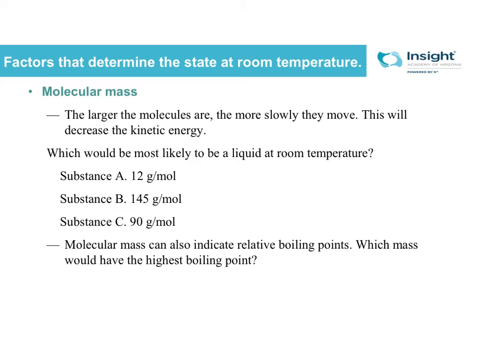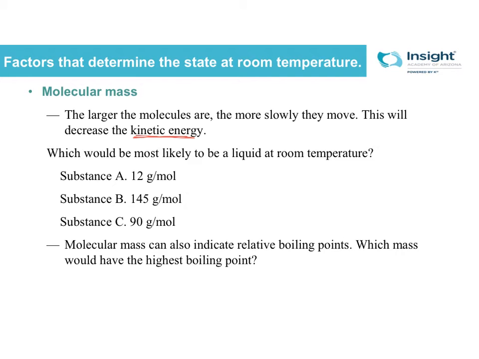Another component to the state of something is the molecular mass of the substance. And this should make intuitive sense. Just think about it. What can move easier, an elephant or a mouse? When molecules are big and heavy, they just move more slowly. So heavier molecules have less kinetic energy. So keeping that in mind, as the molecular mass gets bigger, what's going to happen to the state of the substance?